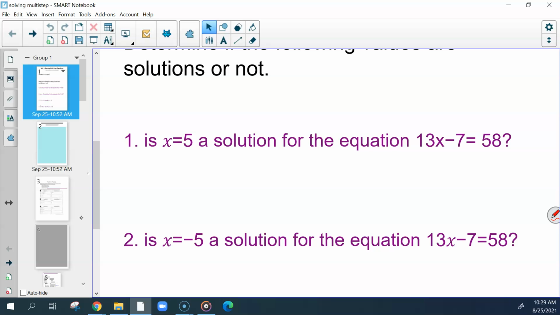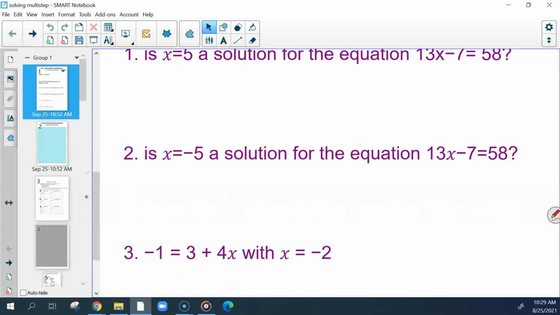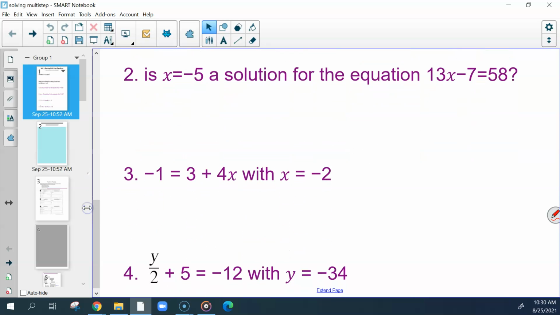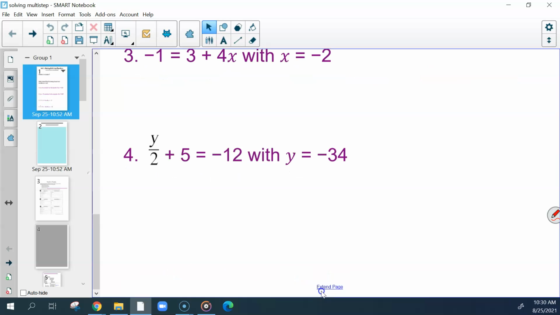For number 2, there are 2 x's missing. This one and this one. For number 3, I think both x's are missing again by the 4, and with x equals -2. And then I think the last one, you're just missing the variable y. If you prefer x, you can change that, just change it in the equation too.